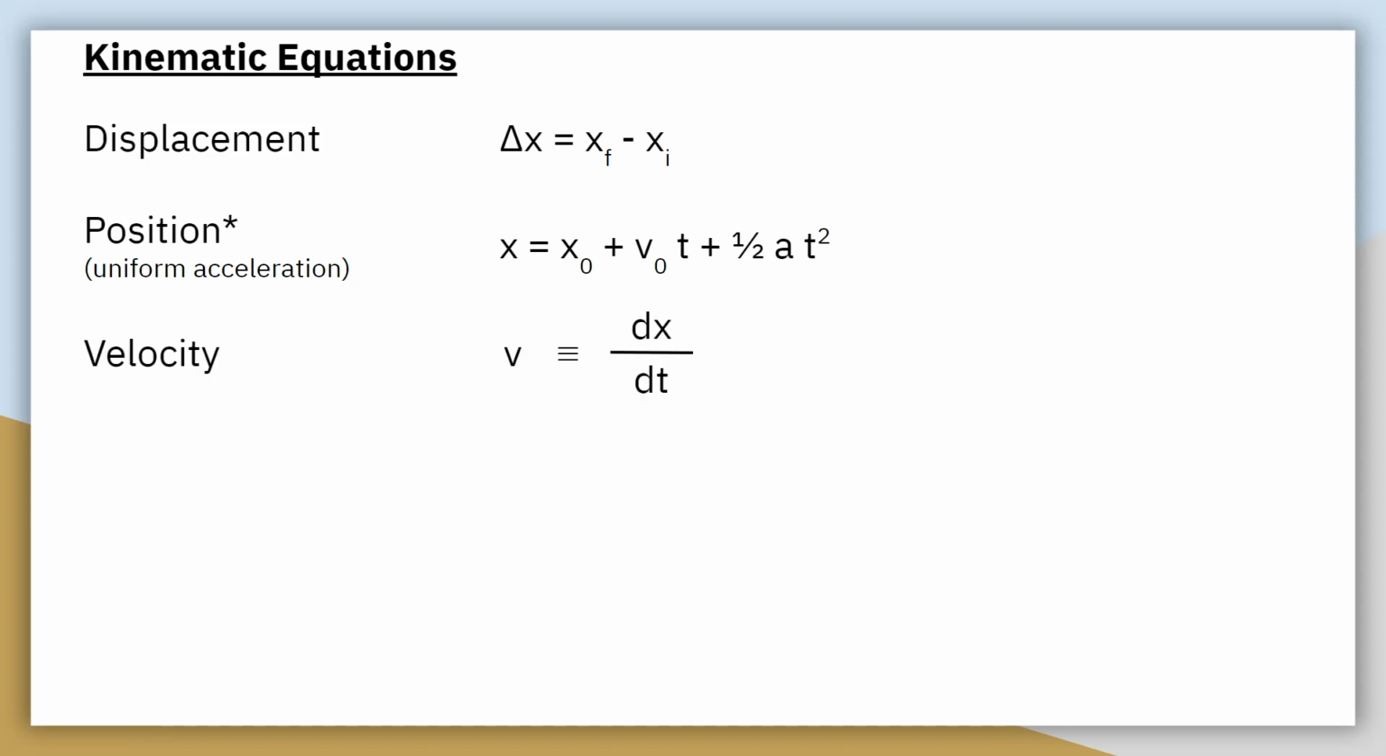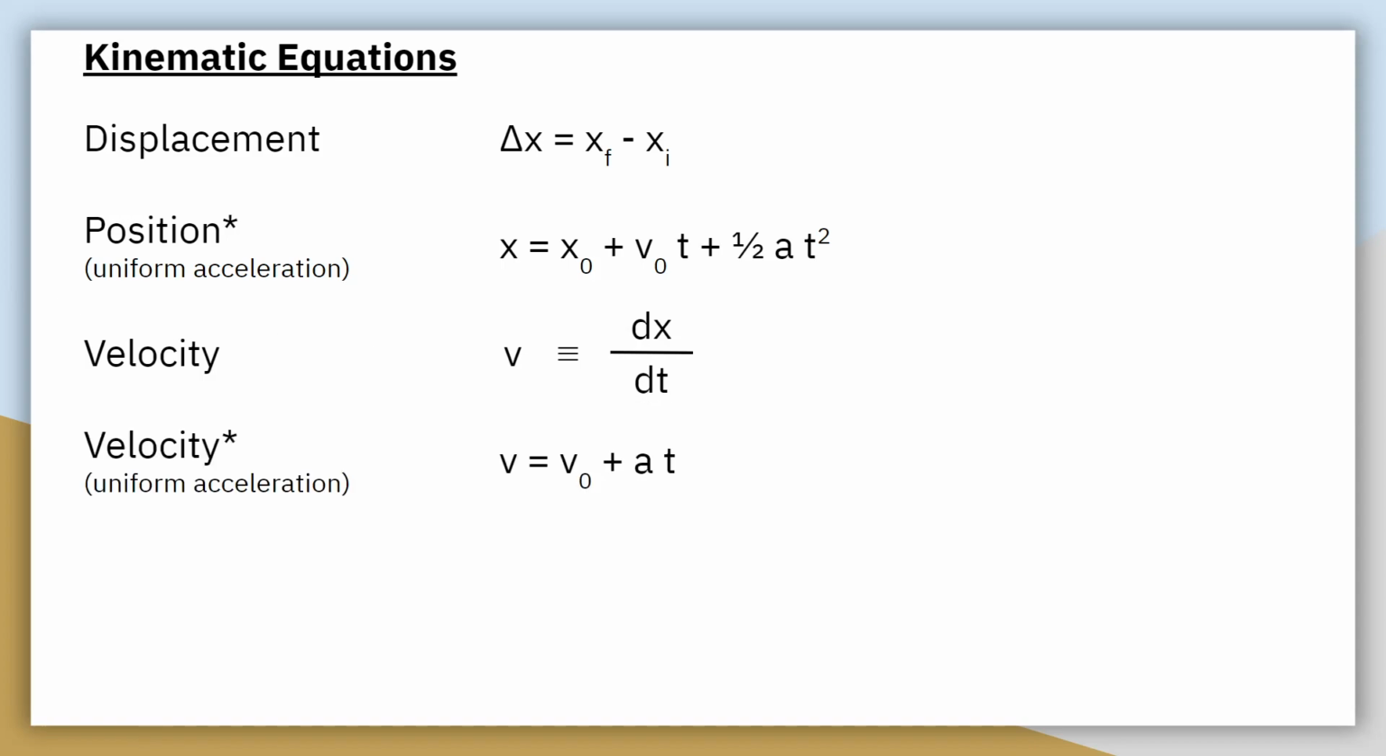Now, velocity, we defined as the slope of a position versus time graph. Now, assuming it's a constant velocity, it can be the change in position over the change in time. Otherwise, we write it like this, dx over dt. So that instantaneous rate of change of position as a function of that instantaneous rate of change for our time.